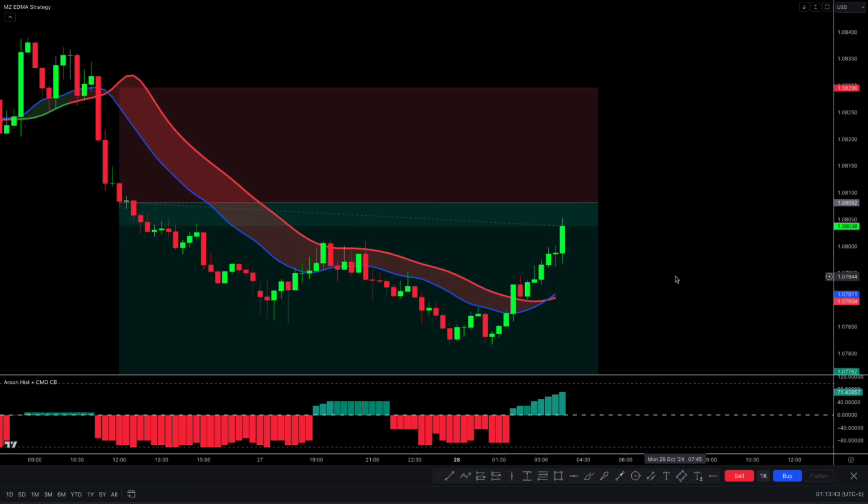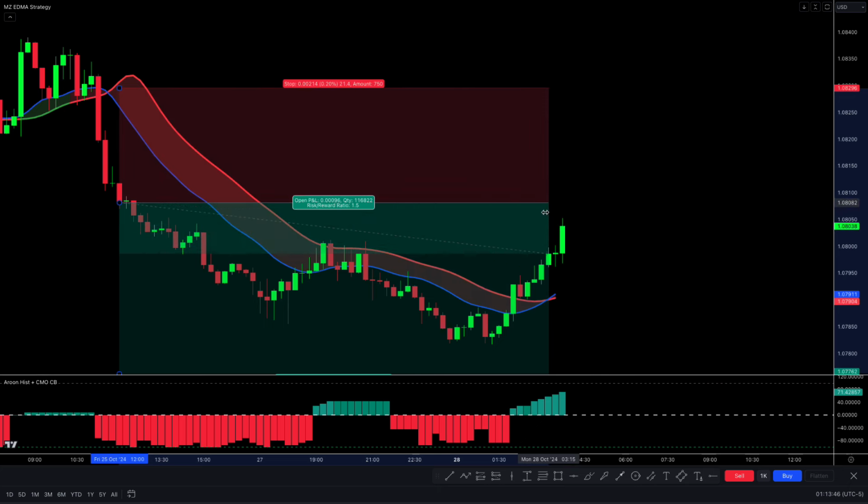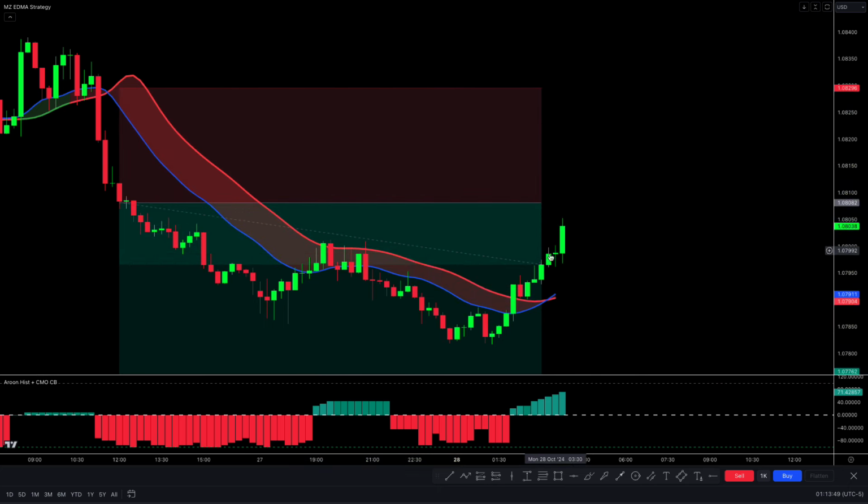Here the market has not touched either the stop loss or the target, but both the indicators have given a buy signal, hence we close the short trade here. And we will check the buy trade conditions.